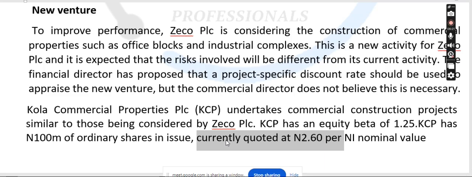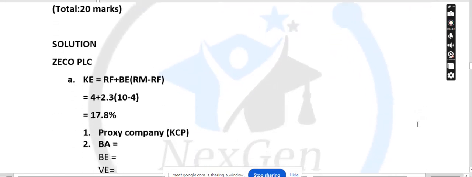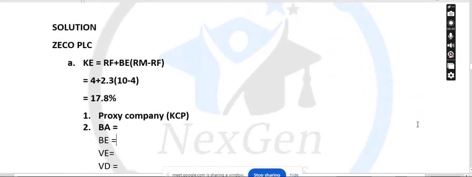Please, someone should take note that I will ask: the ordinary shares is 100 million, the nominal value is 1 naira, the current market price is 2 naira 60 kobo, and the equity beta is 1.25. I will ask this question now. Please take notes. Okay, now give me the figure. What is the equity beta there? Equity beta 1.25.